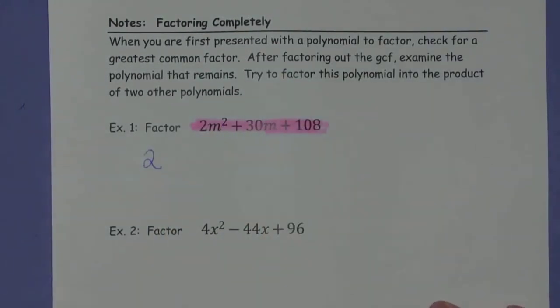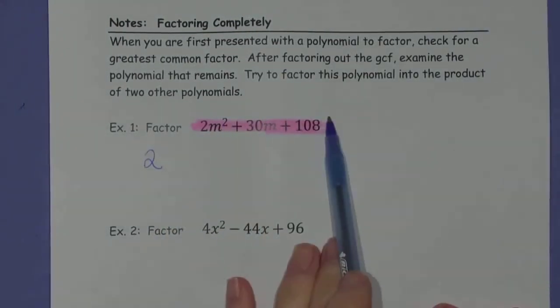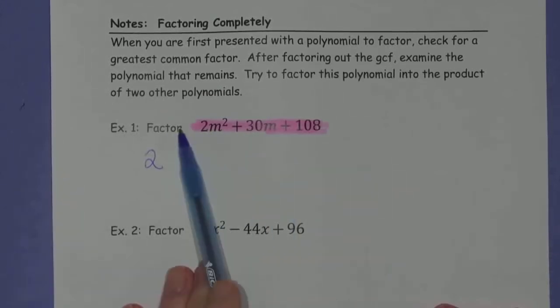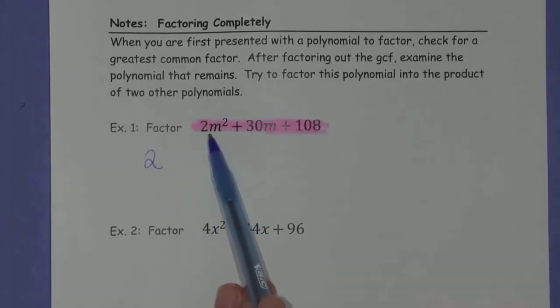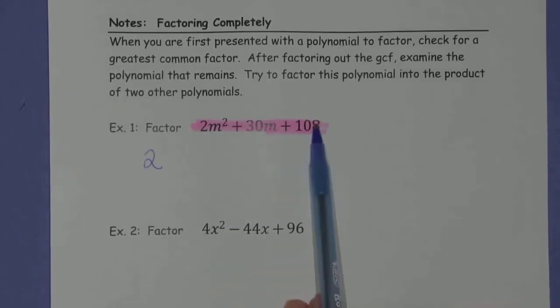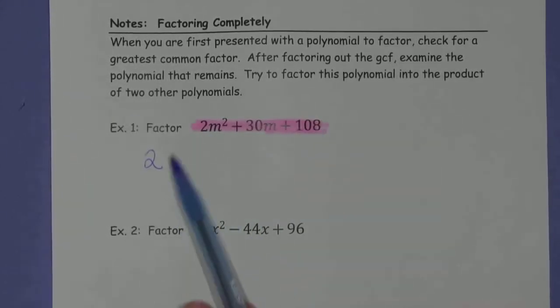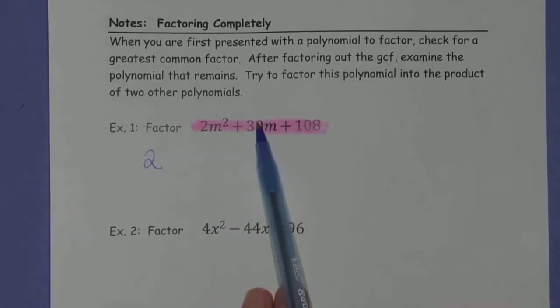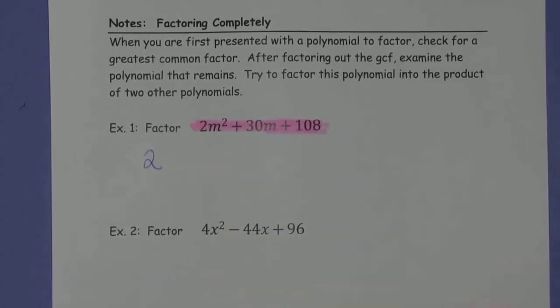Some of you don't like using the TI-84 for such things because you're confident and know you want to do it in your head. So if you want to do that, you could say to yourself, what is the biggest number that goes into, or is a factor of, 2, 30, and 108? And that would be 2 because 2 goes into 2, 2 goes into 30, and 2 goes into 108.